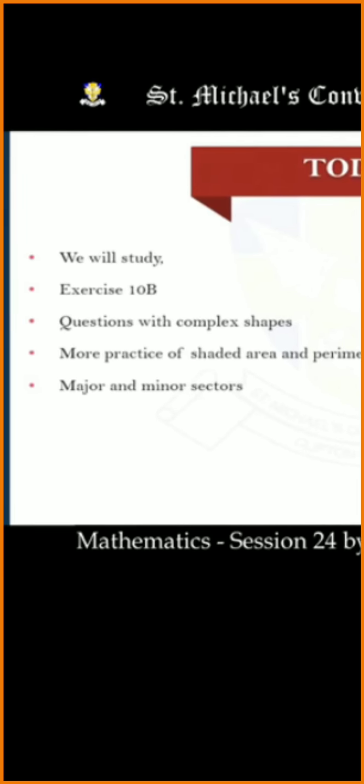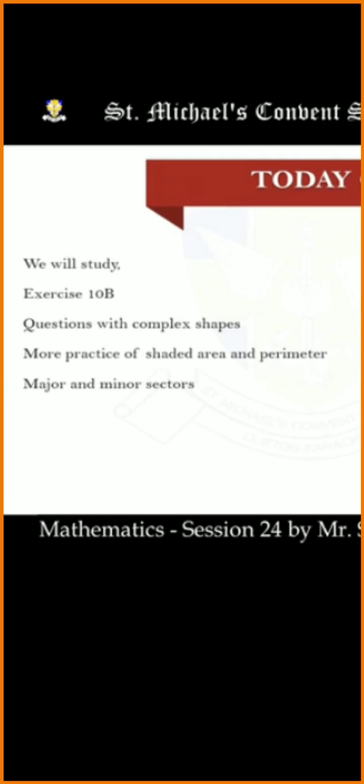Now in today's class we are going to study exercise 10b. The most important thing is that we are going to discuss some complex shapes, right? Complex means that it is not that easy at the beginning, but once you pick up the flow, then it will be easy. More practice of shaded area and perimeter, and we are going to discuss the questions of major and minor sector. So let's begin.